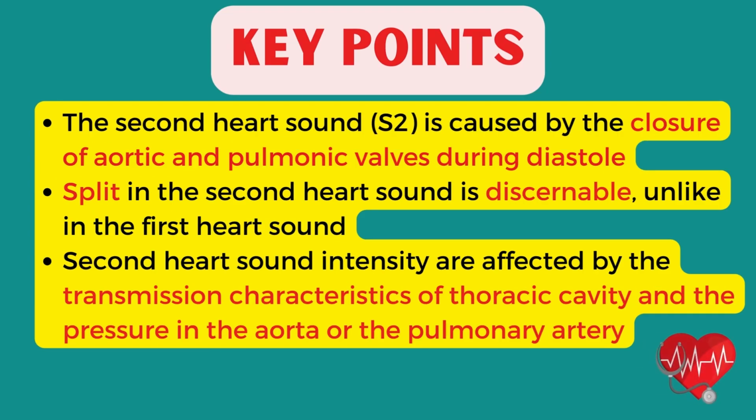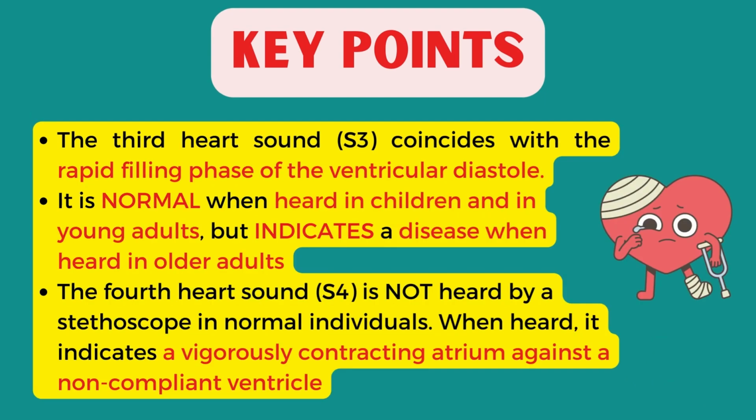The second heart sound is caused by the closure of aortic and pulmonic valves during diastole. Split in the second heart sound is discernible, unlike in the first heart sound. Second heart sound intensity is affected by the transmission characteristics of thoracic cavity and the pressure in the aorta or the pulmonary artery. The third heart sound or S3 coincides with the rapid filling phase of the ventricular diastole. It is normal when heard in children and in young adults, but indicates disease when heard in older adults. The fourth heart sound or S4 is not heard by a stethoscope in normal individuals. When heard, it indicates a vigorously contracting atrium against a non-compliant ventricle.